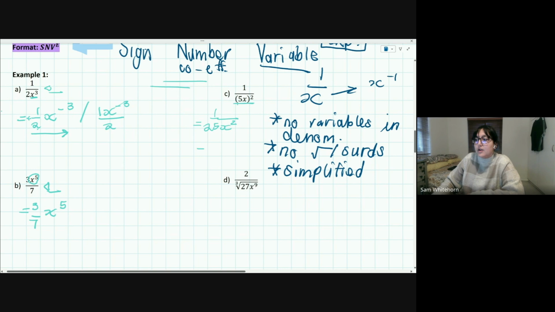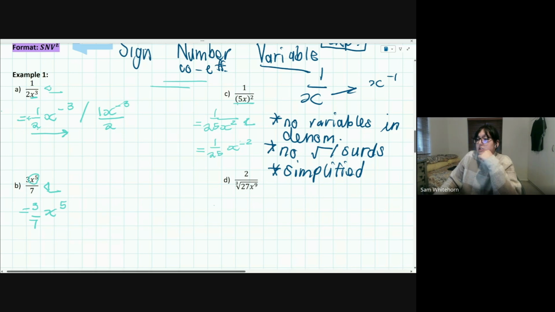And then again, I don't want that variable in the denominator. So I will write this as 1 over 25, and then next to it, x to the -2. -2 because it comes out of the denominator, and next to my coefficient because that's the format that is most useful to me. Again, there is nothing wrong with 1 over 25x squared, but it's not the format that is most useful to us for differentiation.